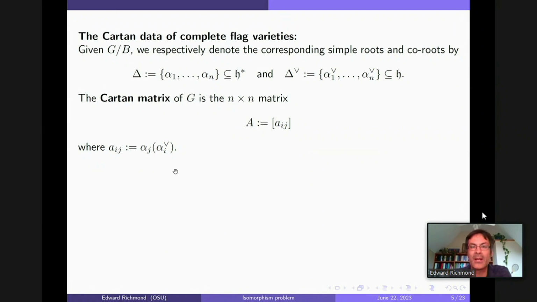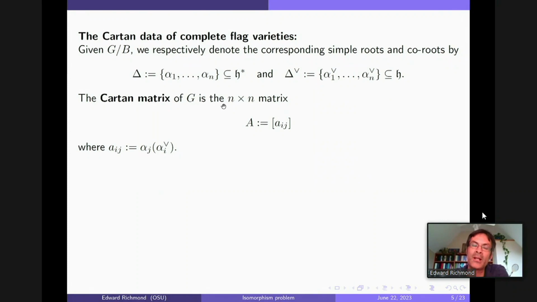So I'd like to talk about the complete flag variety case. And before I can do this, I want to talk about some of the combinatorial data because the characterization that I'm looking for is going to be combinatorial in nature. Given a complete flag variety, or a group and a Borel subgroup, we're going to consider the simple roots and simple coroots living in the Cartan subalgebra and its dual.